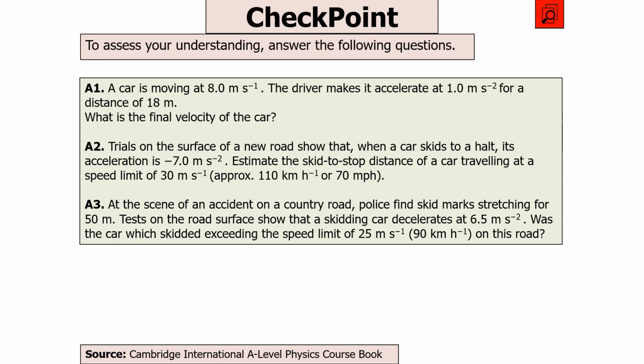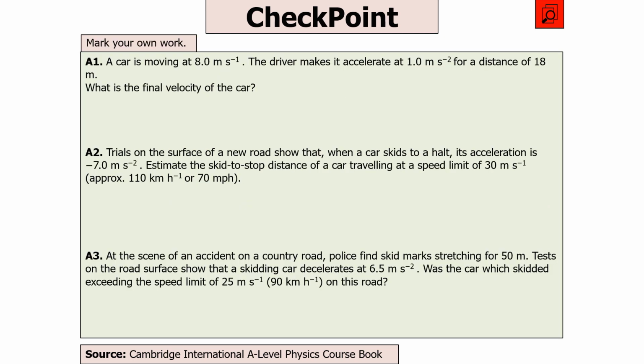The second question says trials on the surface of a new road show that when the car skids to a halt, its acceleration is minus 7 meters per second squared. Estimate the skid to stop distance of a car travelling at a speed limit of 30 meters per second. And then at the scene of an accident on a country road, police find skid marks stretching for 50 meters. Tests on the road surface show that a skidding car decelerated 6.5 meters per second squared. Was the car which skidded exceeding the speed limit of 25 meters per second on this road? So pause the video now, then unpause the video when you want to go through your answer.